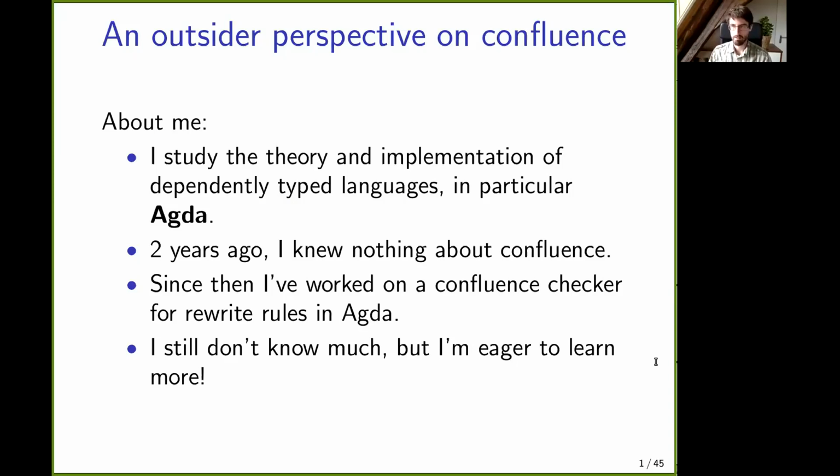Up until about 2 years ago, I knew basically nothing about Confluence. Well, I knew the definition and the basic Knuth-Bendix, but nothing much more than that. But since then, I've been working a lot on implementing and designing a Confluence check for rewrite rules in the Agda system. I still feel that I don't know a lot about Confluence checking, but I'm eager to learn more. So please, if you have any questions or remarks during this talk, I would be very glad if you interrupted me with those.